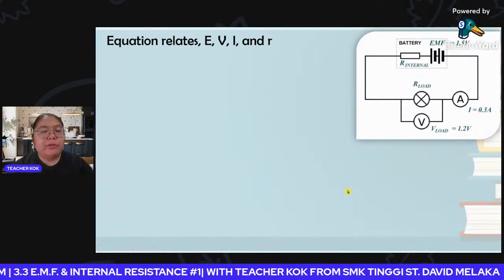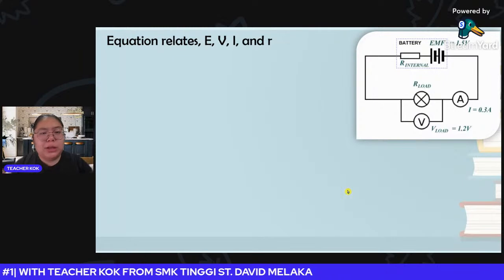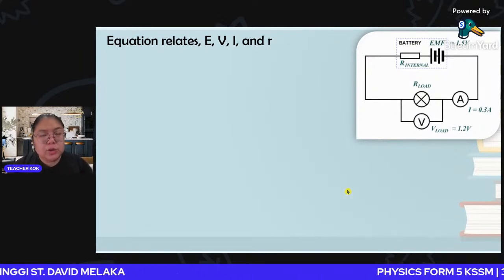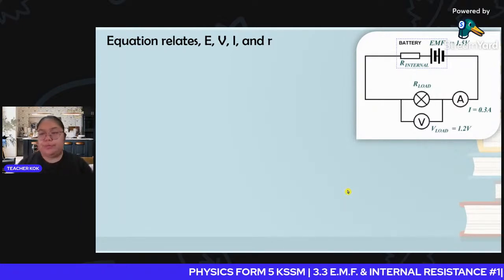Now we need to find the equation. We learn so much: EMF, potential difference, current, internal resistance. So we need to make some relationship, then we create the equation.